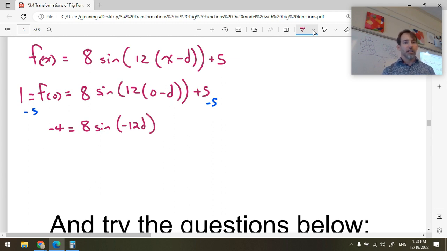Why do you go to negative? Where did you put the 0? Oh yeah, 12 times negative d is negative 12d. I put in 0 for x, see? f at 0 is what we have.